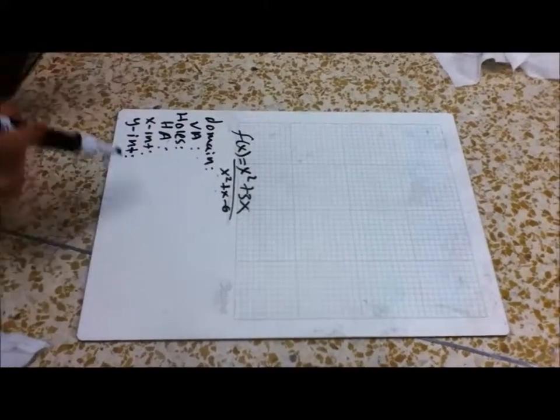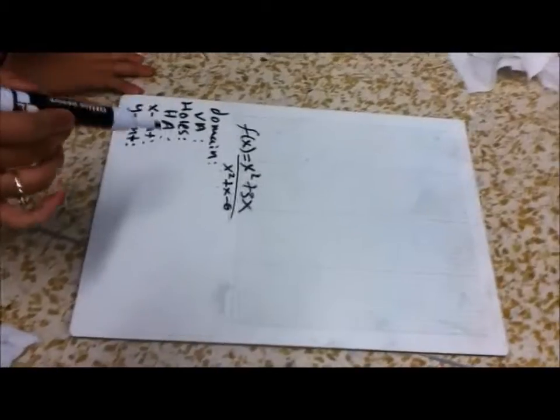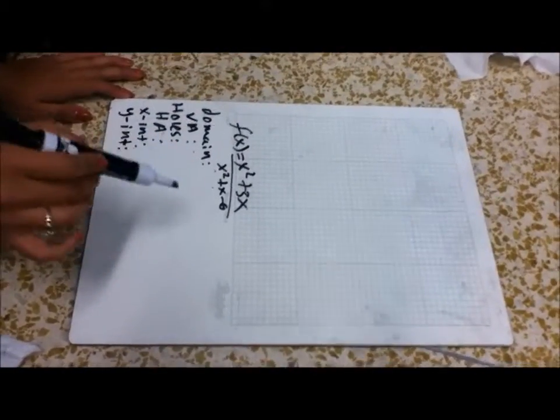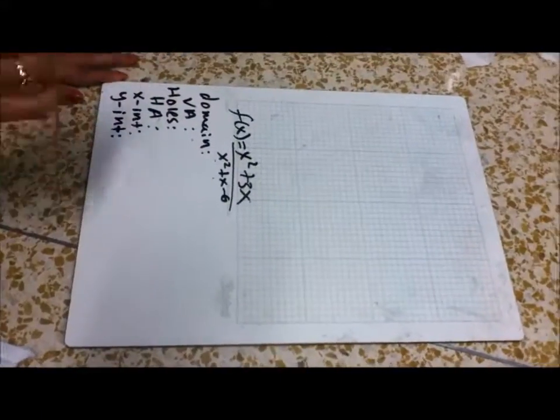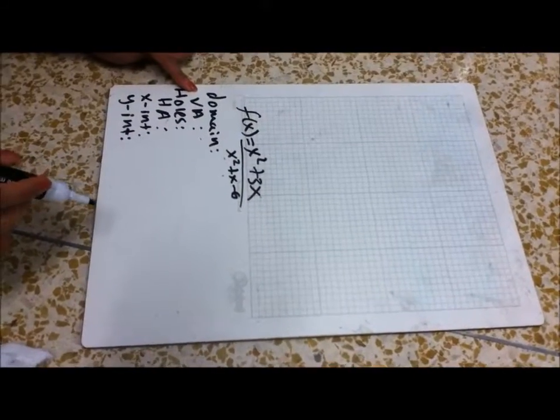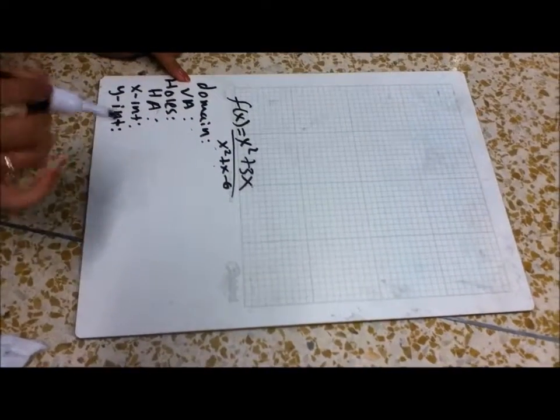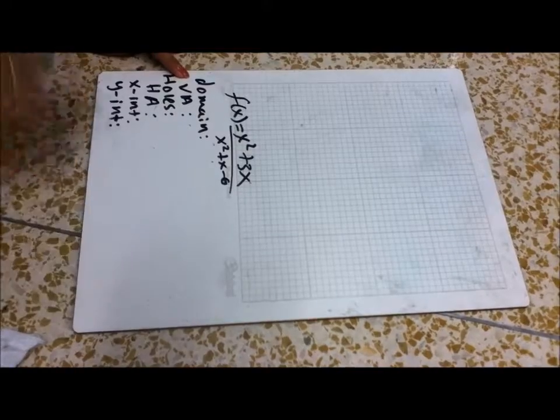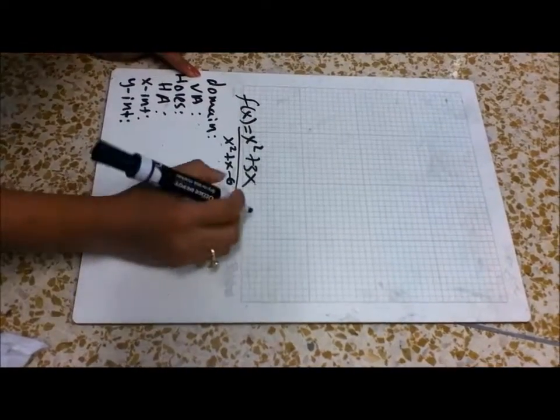So to solve a rational function, we have the following example. f of x equals x to the power of 2 plus 3x over x to the power of 2 plus x minus 6. In order to solve this, we will first find the vertical asymptote, since that's going to be the easiest. But we're going to have to factor this equation.